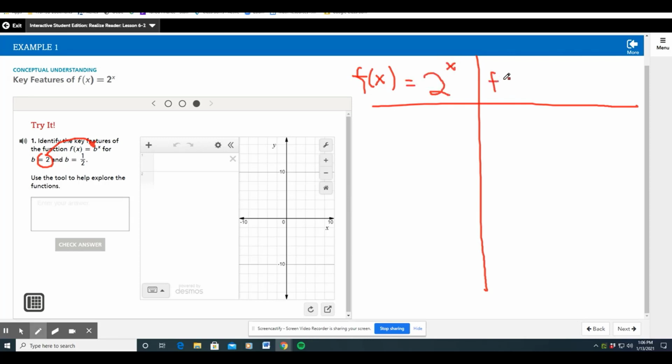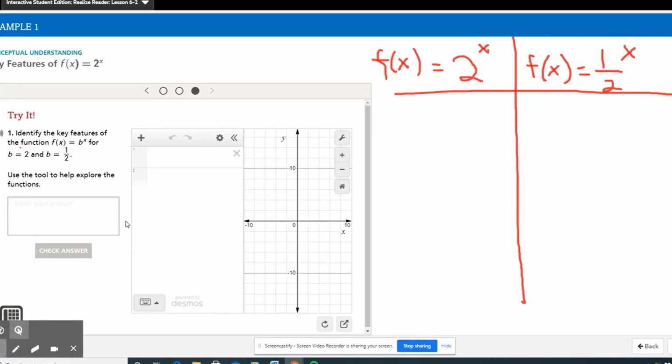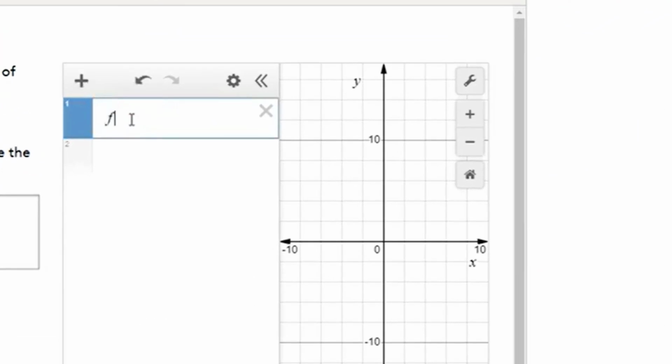On the other side, we're going to do f of x is equal to 1/2 to the x power, like that. Okay, so these are the two functions that we're going to be comparing and contrasting and identifying the key features for each. Okay, so if I go to this Desmos graphing calculator, thankfully I can just plug it in.